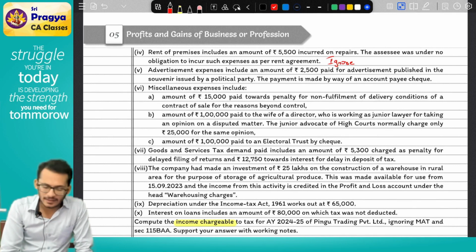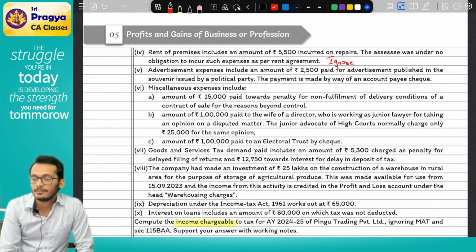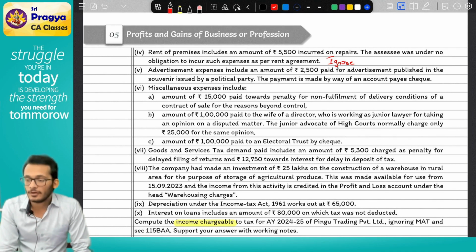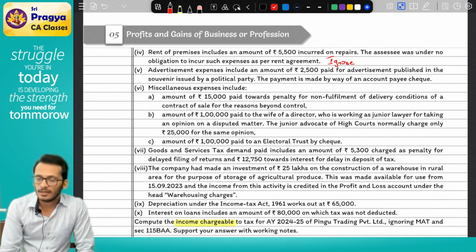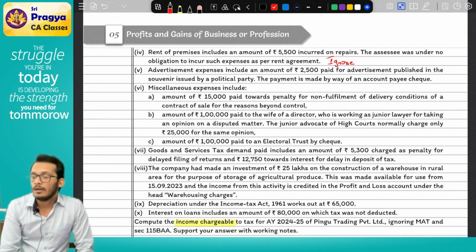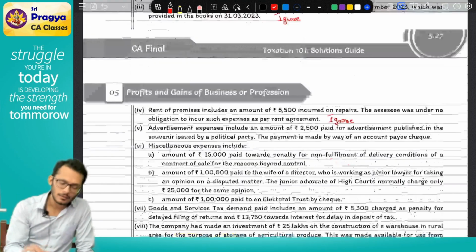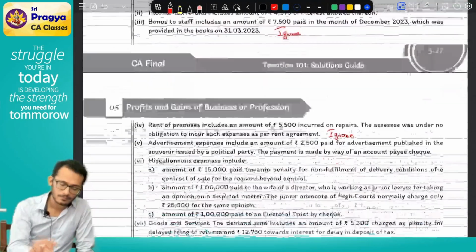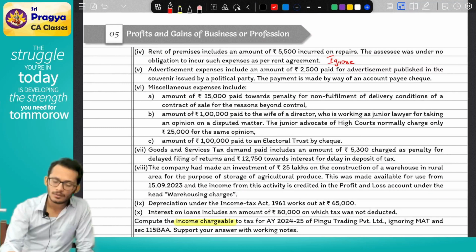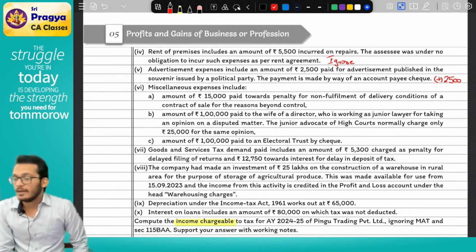Advertisement expenses include an amount of 2,500 which is paid on advertisement published in a souvenir issued by a political party, the payment is made by account payee cheque. Hey, you have made an advertisement for a political party. Allowed, not allowed? Not allowed. How much will you disallow, Rahul? You will disallow 2,500. Yes. Can we go forward?